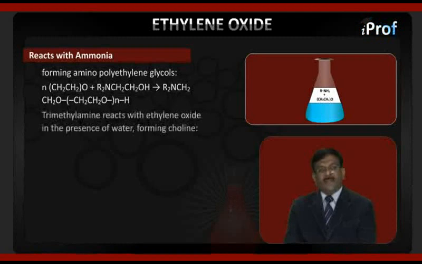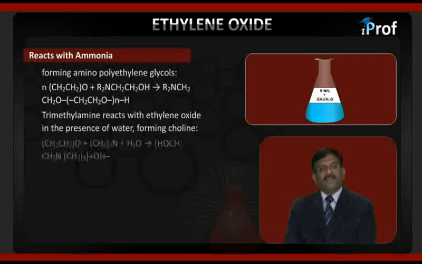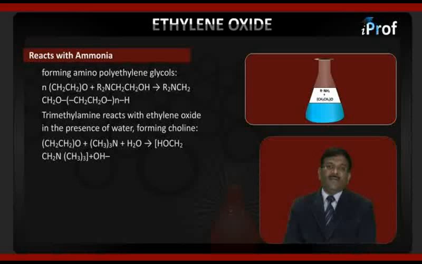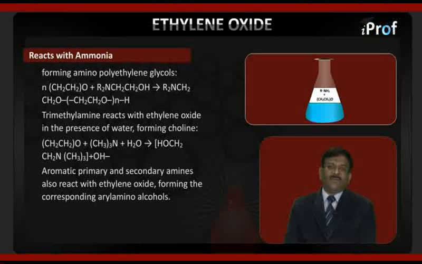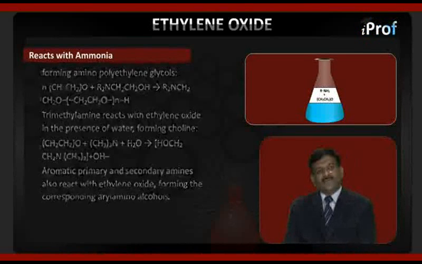Next, trimethylamine reacts with ethylene oxide in presence of water forming choline. The reaction is CH2CH2O plus (CH3)3N, this is a tertiary amine, plus water. It gives HOCH2CH2N(CH3)3OH. This is choline. Aromatic primary and secondary amines also react with ethylene oxide forming the corresponding aryl amino alcohols.